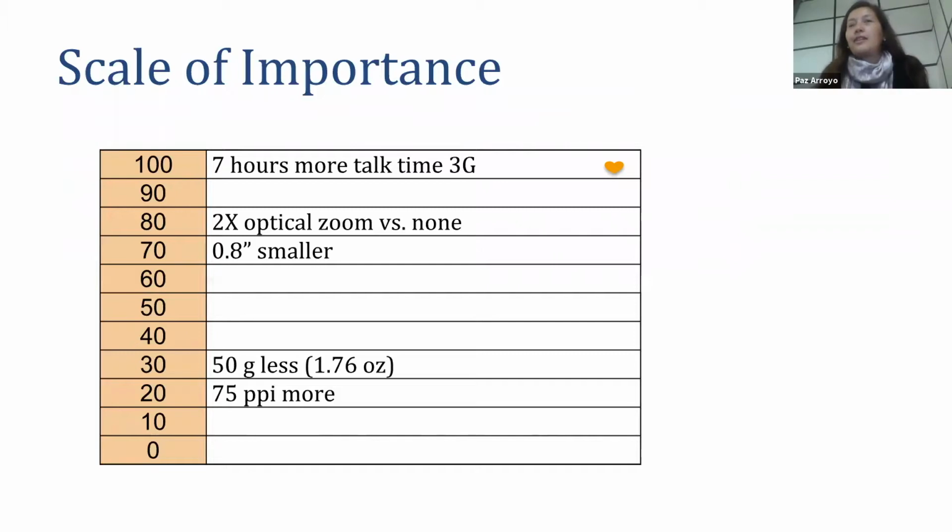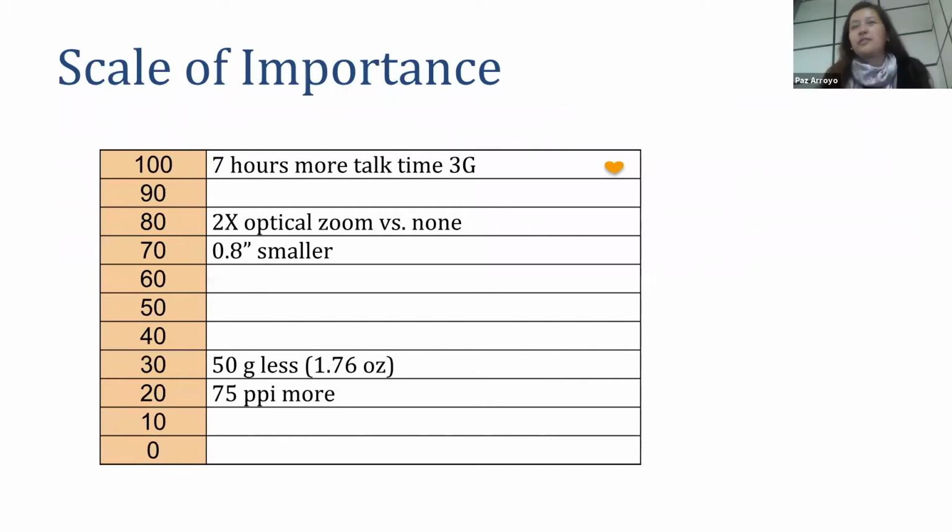So then the next advantage was having an optical zoom, 2x optical zoom versus none. I have 2 kids, so I will use this camera to take good pictures of my kids. So that was a good advantage to have. And then the 0.8 inches smaller, yeah, that was useful. I will feel that in my hand, but compared to having a 2x optical zoom and 7 more hours of talk time, it wasn't that big of a deal.